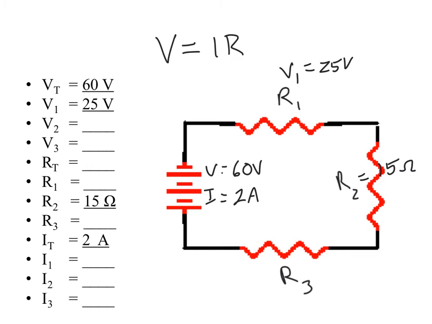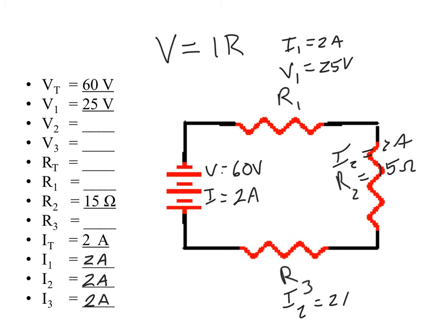Now, first off, what type of circuit is this? It is a series circuit. So I know that my total current is constant because it's a series circuit. So that means my current in each one of these locations is 2 amps. And that's a 3, not a 2.